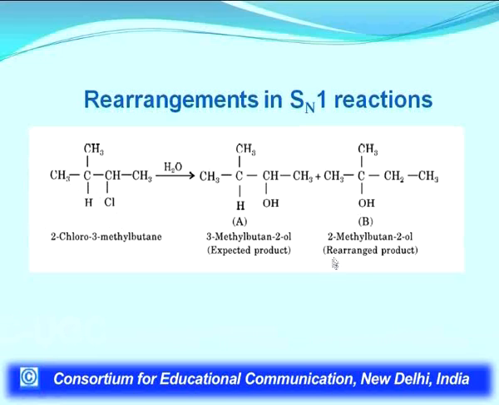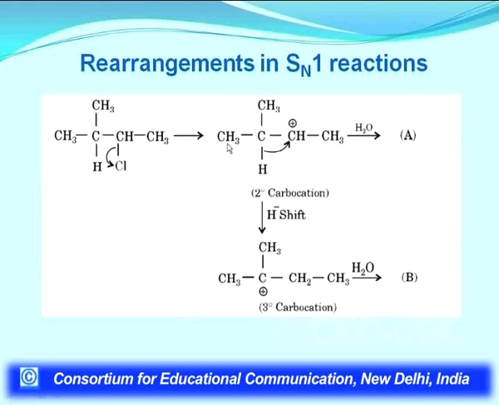And in this reaction, 2-methyl butan-2-ol is obtained in larger amounts. So, in comparison to the expected product, the unexpected product is obtained in a larger amount. We explain the formation of these products in this way: the reaction is proceeding by the SN1 mechanism. The first step involves the cleavage of this carbon-chlorine bond. The Cl is lost as Cl minus and we get this carbocation.